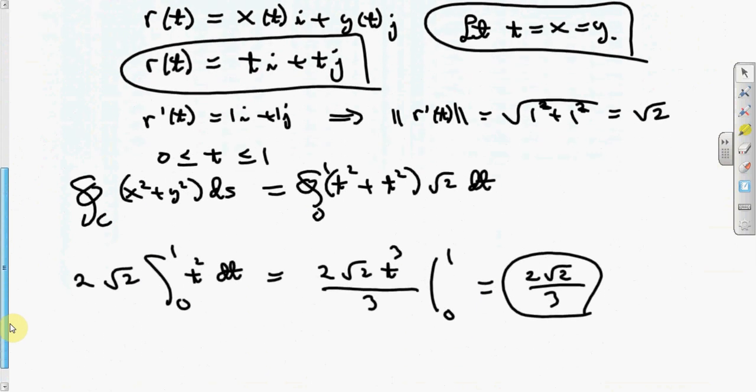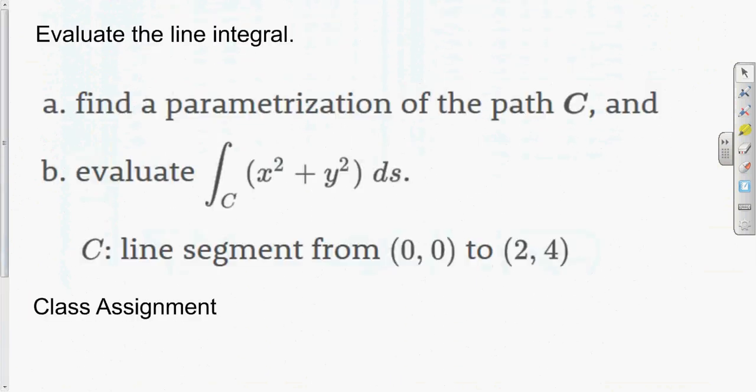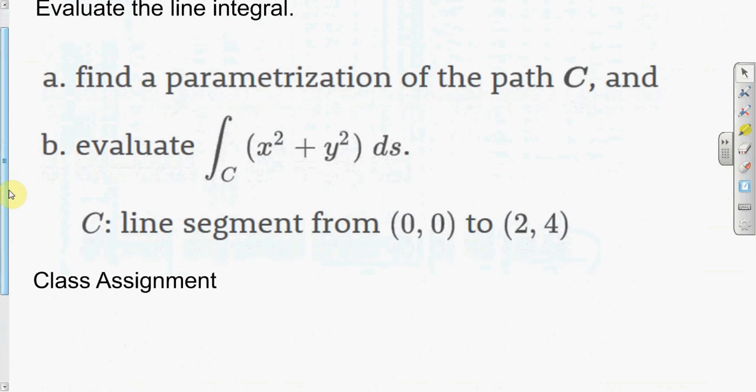All right, let's look at another. Do you think you can get that one? Let's give you a couple of minutes on it.